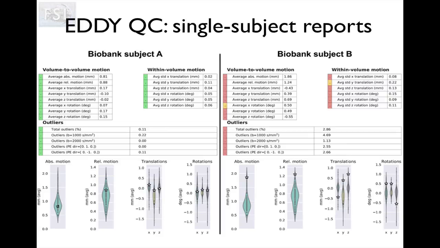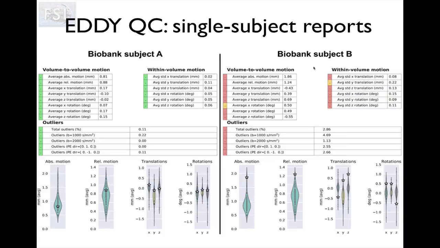So we can see that absolute motion is actually smaller than average for this subject, the relative motion slightly higher, translations, etc. These are all now within the context of the group as a whole, and because this subject falls closely to the average of the group, these are all labeled green, saying that okay, this is a good subject.